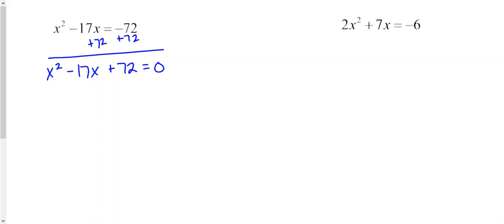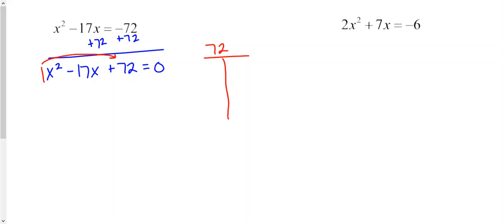Now I can go through my steps of factoring. So I'm first going to look for a GCF. In this case, we don't have a GCF. I can't group, so I'm going to look to play the game. So imaginary 1 times 72 gives me 72.